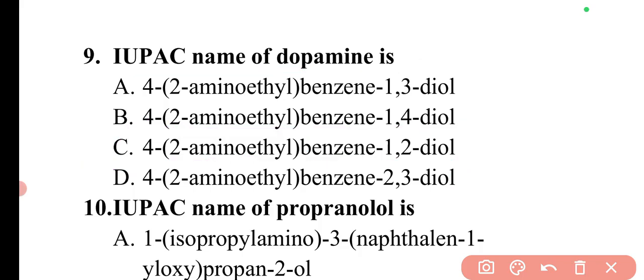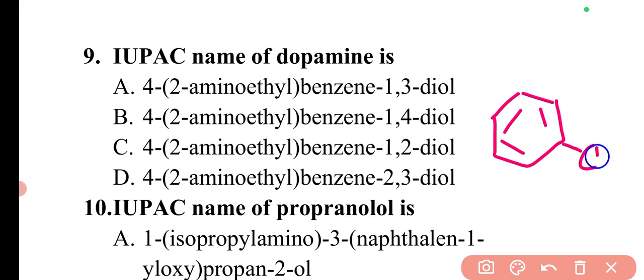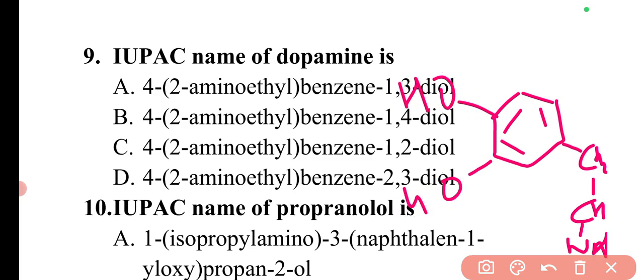Here we can see this is the benzene ring, and at this position there is CH2, again CH2, and NH2. This is a ring. And at the other positions, here it is an OH group, and here it is an OH group. So 1, 2, 3, and 4, this is the basic naming. This is CH2. At the fourth position, if we start from here, this group is 2-aminoethyl.